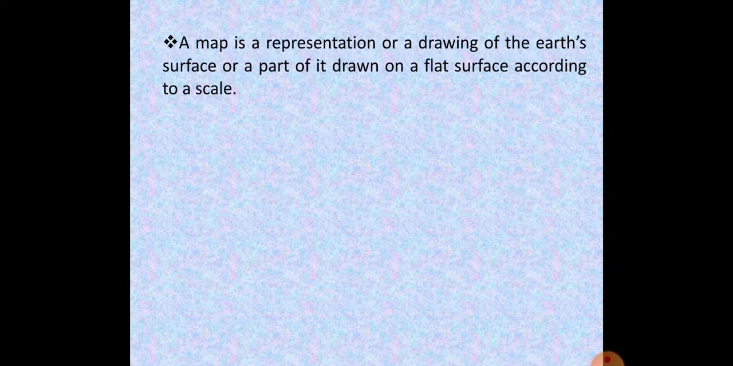A map is a representation or drawing of the earth's surface or a part of it drawn on a flat surface according to a scale. You know, a globe is the true model of the earth. When we draw that earth on a flat surface, it is known as a map.